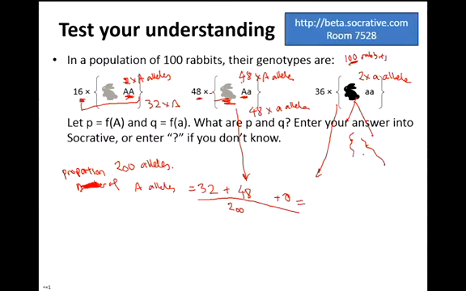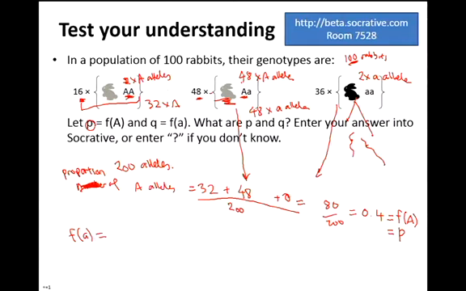So 32 plus 48 is 80, over 200, and as a decimal, this is 0.4. So this is essentially the frequency of big A. We can call it by a different pronumeral. Let's call it little p. The frequency of little a alleles is a similar calculation.